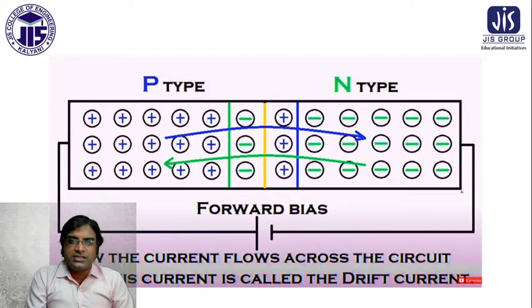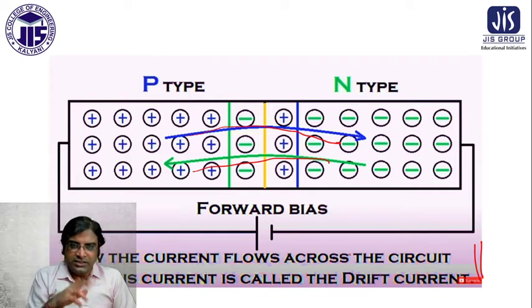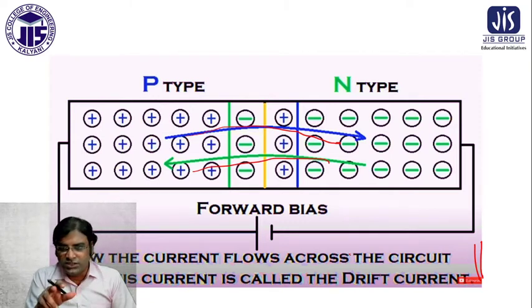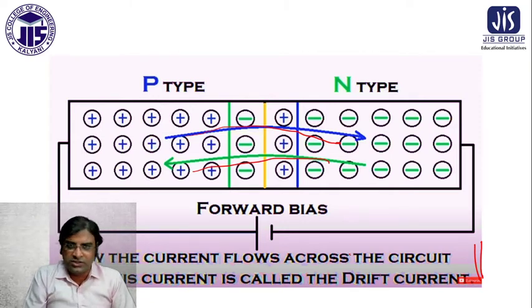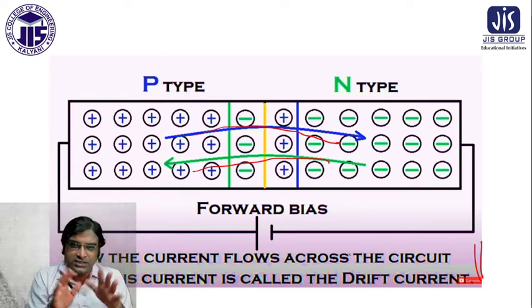Next, you can see the blue holes coming to this side and the electrons jumping to this side. Now the current flows across the circuit. The circuit is closed, the switch is on, so the current flows. That is the PN junction in forward bias.